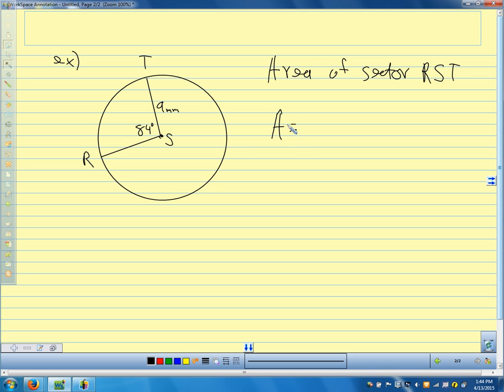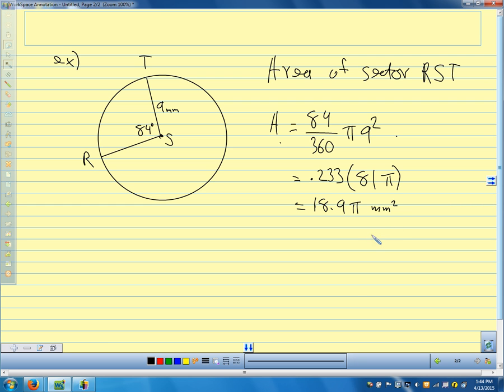So our area equals, so we need the fraction of the entire circle it takes up. How do we find that fraction? 84/360. That tells us the fraction of the circle that sector takes up, times the area of the circle, pi times 9 squared. And we just multiply this out. So 84/360, I get 0.233 times 81 pi. 9 squared is 81. If I multiply this out, I get 18.9 pi square millimeters. This would be an answer in terms of pi.